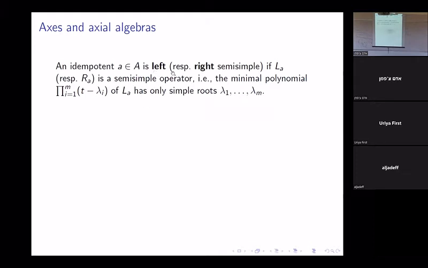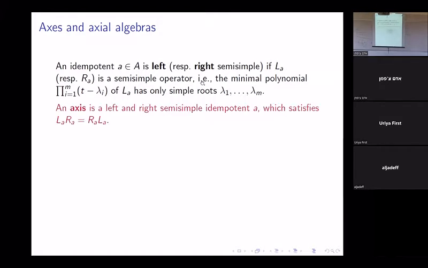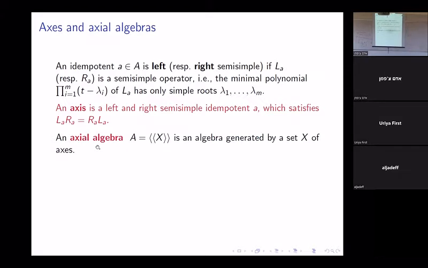So we talk about semi-simple idempotence when the left and right multiplication operators are semi-simple. Okay. And an axis is a right and left semi-simple idempotent, for which the right multiplication commutes with the left multiplication operator. So A x A is well defined. Okay, well that's an axis, and an axial algebra is an algebra generated by axes. Okay, so the most famous example is the Jordan algebra.